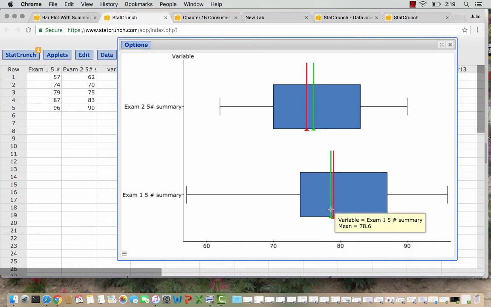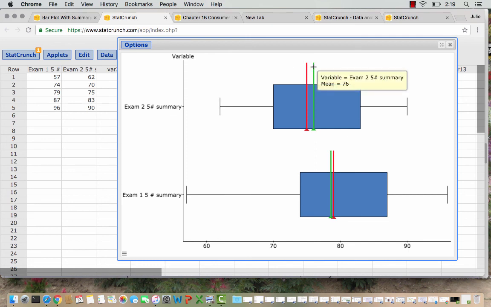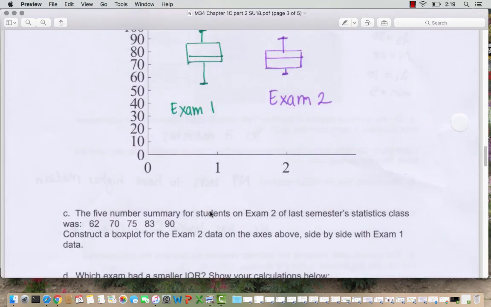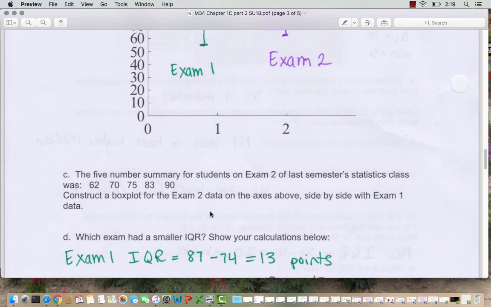And here the mean's a little bit lower than the median, which is explained by this slight left tail we see here. And then in exam 2, the green line, the mean, is a bit higher than the median, which is explained by the slight right tail here. So you can always use technology to recreate the graphs, and then you can attach a printout or do your best to sketch.